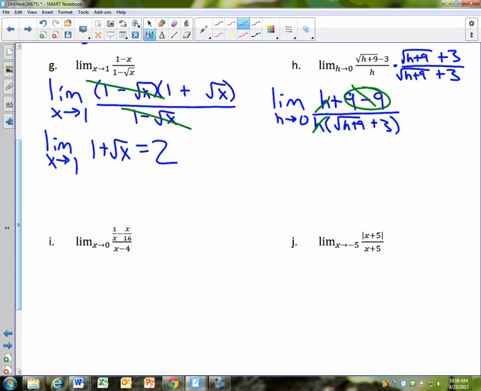Well, the 9 minus 9 gives you 0, so my h's cancel. I'm left with the limit as h goes to 0 of, what do I have left on top? 1 over the square root of h plus 9, plus 3. So, yeah, I've added something to the denominator, which was okay because it allowed something in the numerator to cancel. Now I can plug it in: 0 plus 9 is 9, the square root is 3, so the limit is 1/6.